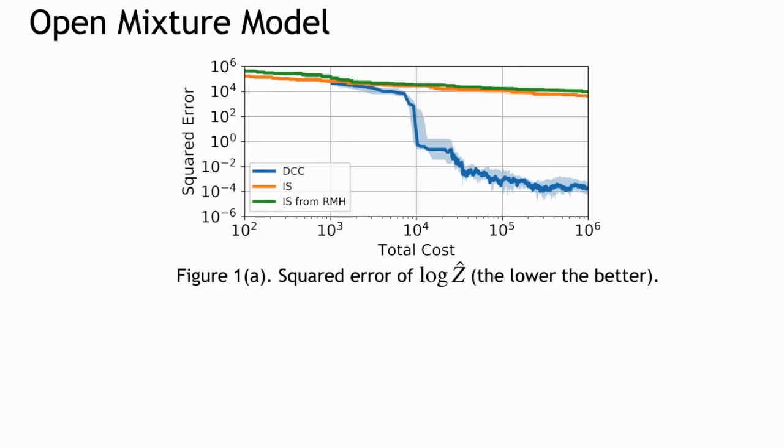The first one is the earlier open mixture model. We first look at the convergence of the marginal likelihood. Here, the y-axis is the squared error of the marginal likelihood estimates, and the x-axis is the computation cost. We compare DCC against importance sampling and an MCMC variant, RMH. Note that RMH does not produce the estimate for marginal likelihood directly, so what we do here is generate importance samples from RMH to estimate its value. As we can see from the plot, DCC substantially outperformed the baselines.